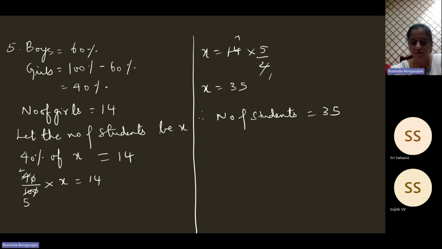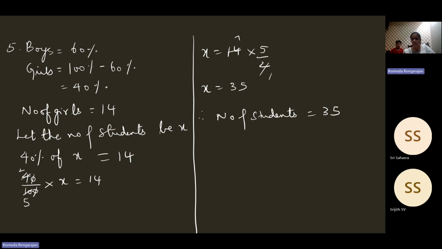So in the next question, Sahasra, there are 3 values, right? Yes, ma'am. The first expression is a percentage, right? Yes, ma'am. The second one is a fraction, and the third one is a decimal.